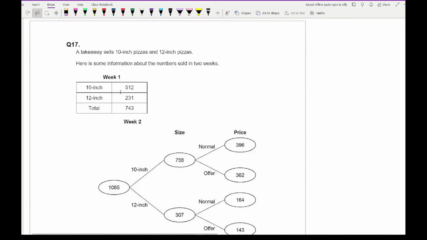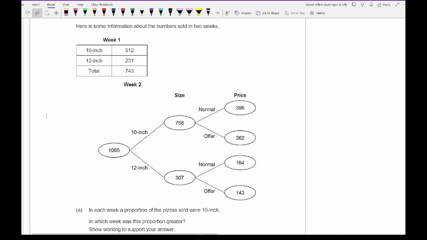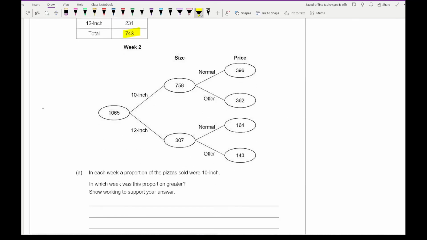Moving on to question 17, it says that a takeaway sells 10-inch pizzas and 12-inch pizzas. Here is some information about the numbers sold in 2 weeks. And question A says, in each week, a proportion of the pizzas sold were 10-inch. In which week was the proportion greater? So looking at week 1 proportion, I'm going to be looking at 512 over the total, which is 743.